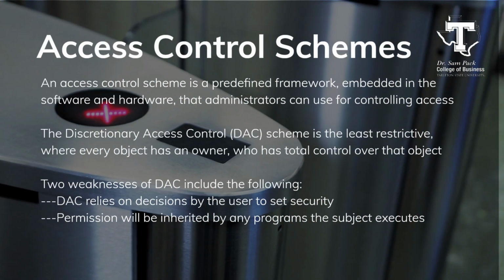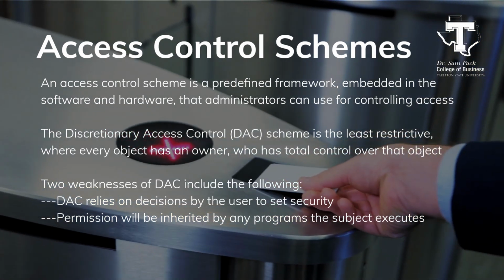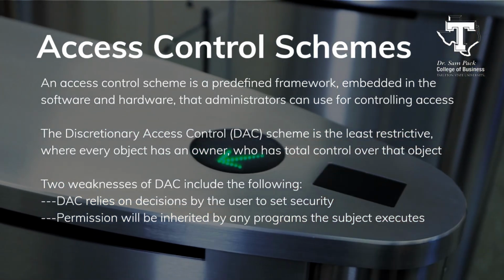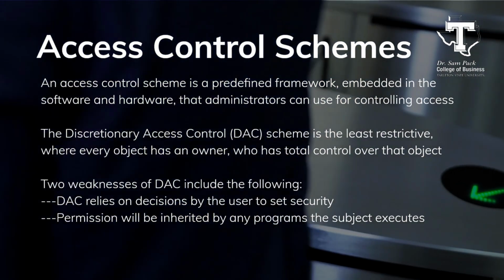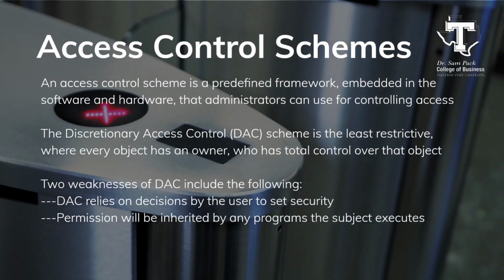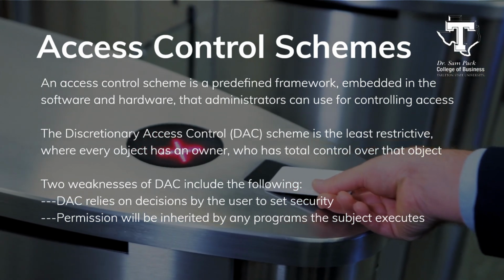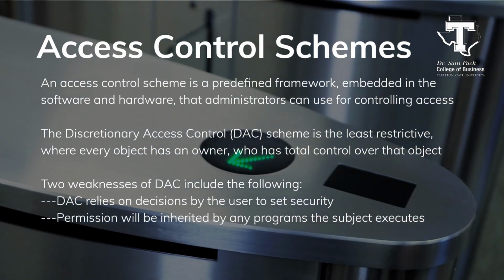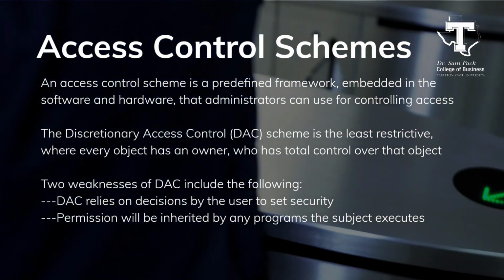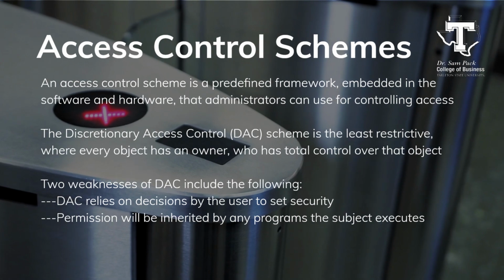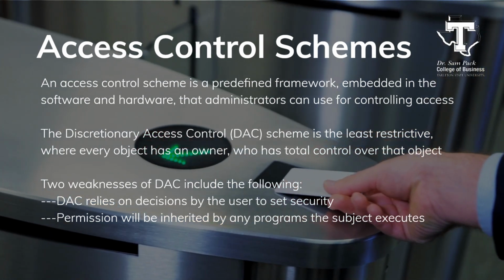To help control access to critical systems, let's take a look at different access control schemes. They're like security blueprints built into your software and hardware, helping administrators manage who can access what. First up is Discretionary Access Control, DAC. This scheme is the least restrictive. Here, each object, like a file or a folder, has an owner who has complete control over it. So, if you own a document, you decide who gets to see or edit it.